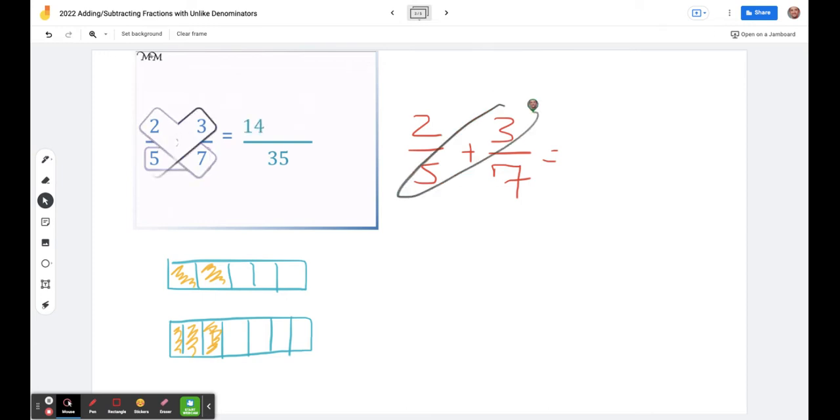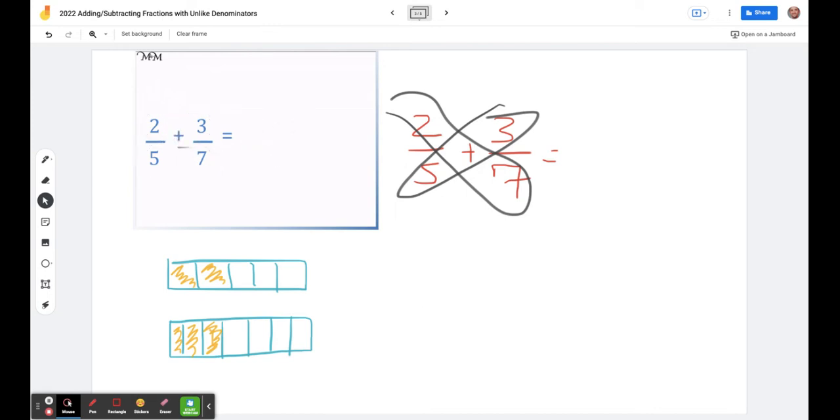Call it a butterfly. So we circle the numbers like that. It kind of looks like a butterfly, I guess. And you multiply towards the top corner in this direction. So 5 times 3 is 15. 2 times 7 is 14. So I would put those at the top. So those are our new numerators.